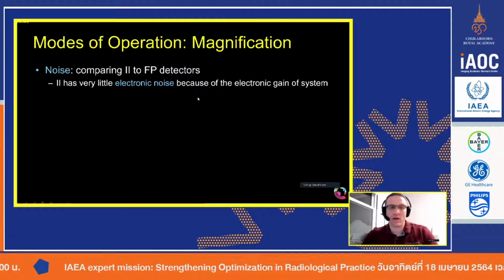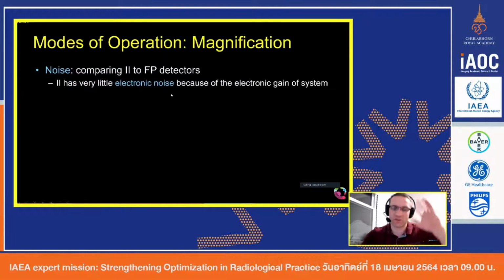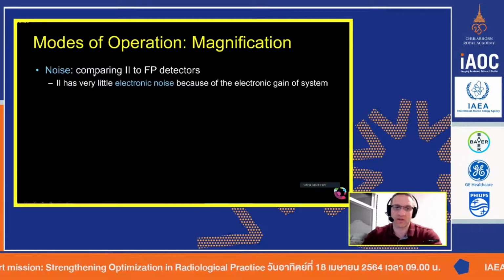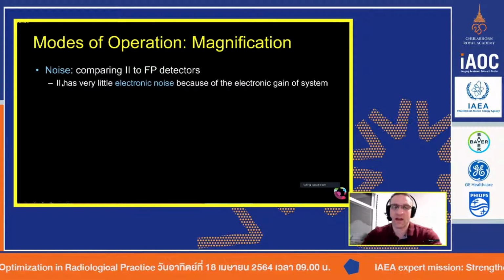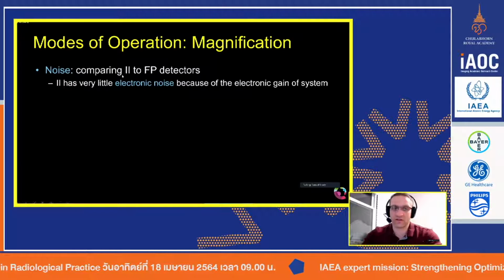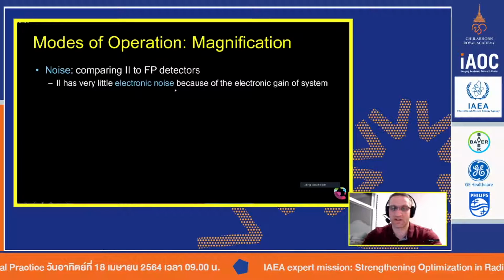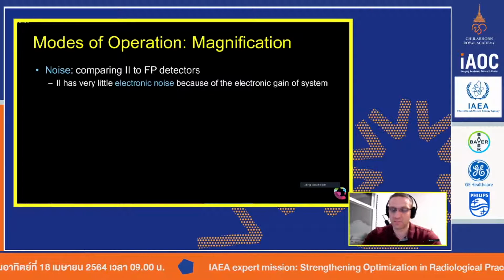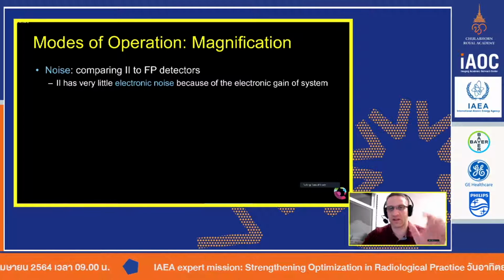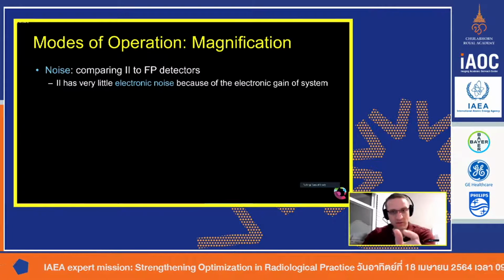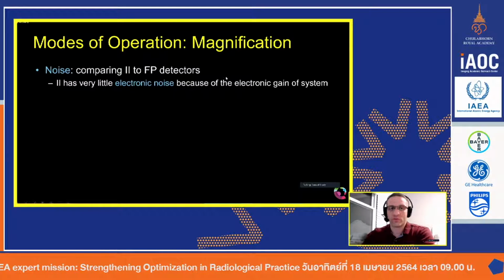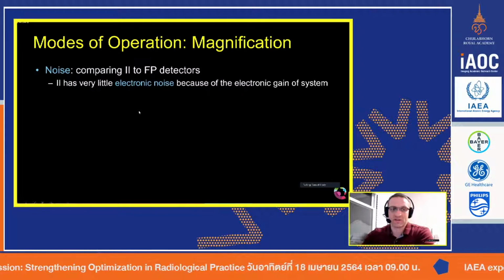So we talked a little bit about how noise, way back at the beginning, how noise on the II is actually much better than the flat panel. IIs have very little electronic noise because of that gain effect. And so because we are taking the output divided by the input divided by the output, and we're squaring it, we're really tamping down a lot of this noise.